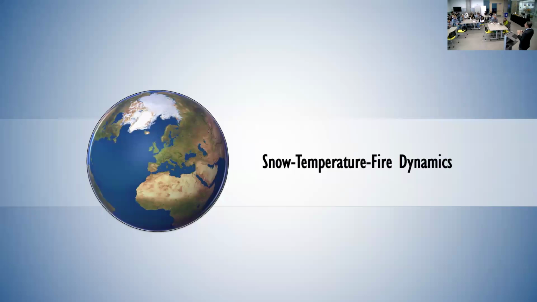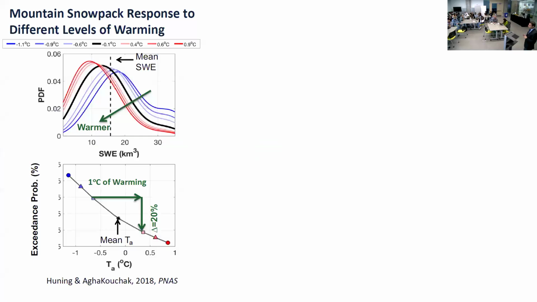Now, let me switch to a more complex case, since we are in College of Complex Systems. So this is a case of snow, temperature, fire dynamics. These are different events that often happen in different scales. So the story is we've always been interested in snow and snow dynamics, and we studied how snow amount in terms of depth, snow water equivalent, this is snow water equivalent, and also center of gravity changes from year to year. So these are PDFs of snow water equivalent for different levels of warming.